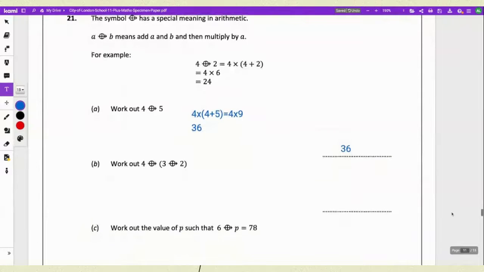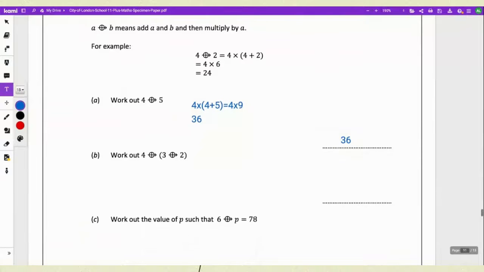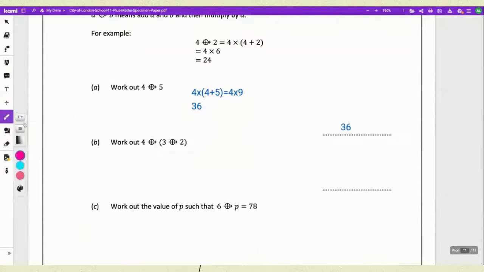And the next one is they need you to work out what is 4, another that sign, 3, another that sign, and 2. So let's draw this one for you all so you understand how to do this. I'll put that in the brackets for you all. That equals 3 multiplied by 3 plus 2. When you open the brackets, that will give you 15.